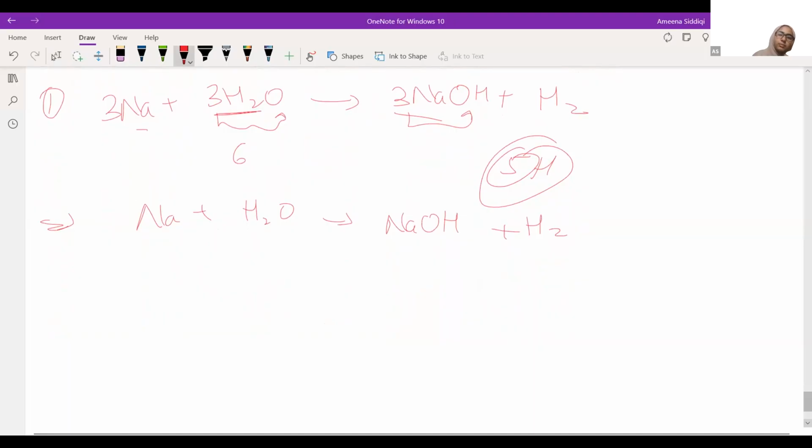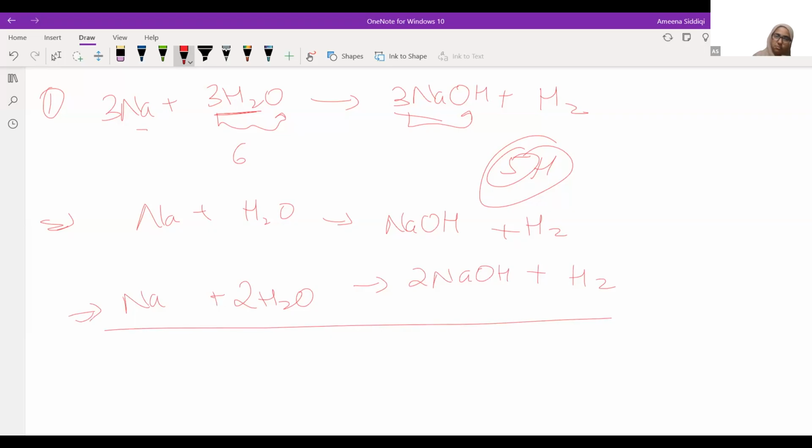So sodium is balanced, oxygen is balanced. We have to move on to the hydrogen part, right? Hydrogen here. How many here? 3. If we just make it something like this, but that would be 2. Just see if this is balanced. Yes, it's balanced.